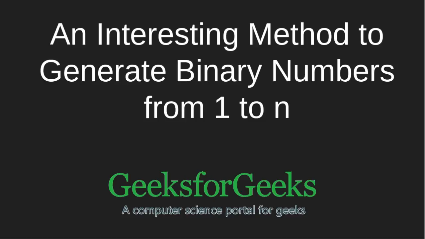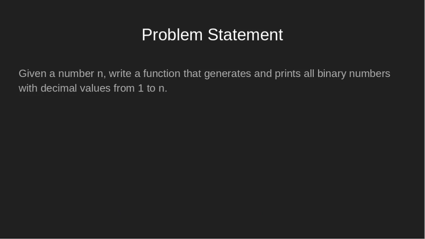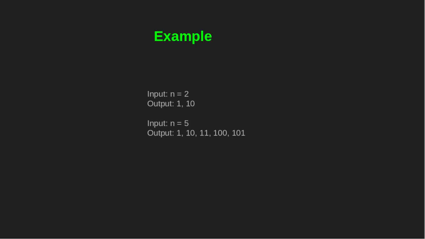Today we'll discuss an interesting method to generate binary numbers from 1 to n. Our problem statement is: given a number n, write a function that generates and prints all binary numbers with decimal values from 1 to n. For example, if the input is 2, then the output will be 1, 10. If the input is 5, the output will be 1, 10, 11, 100, 101.